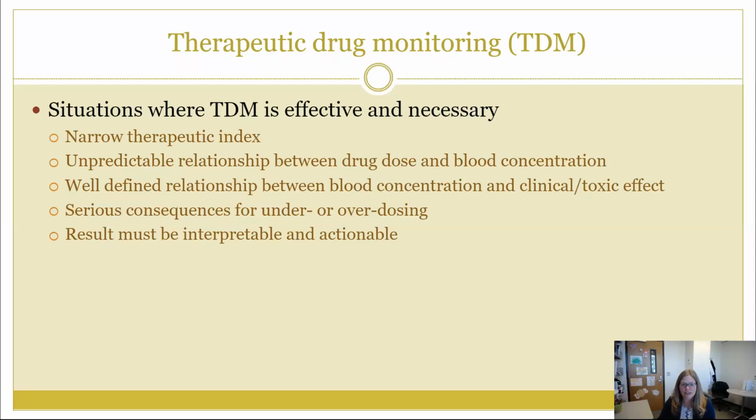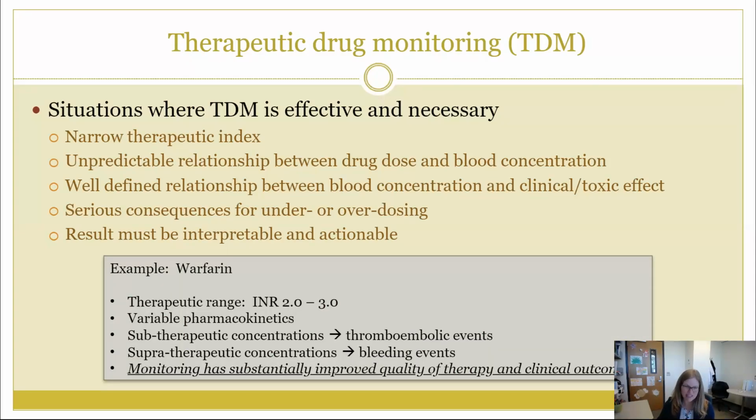It also helps in situations where we cannot reliably predict the concentration in the blood of a drug given a certain dose. There is unpredictable pharmacokinetics, and so we need the functional readout of the drug concentration in the blood. There also needs to be a good relationship with what to do with that blood concentration once we get it. And then there need to be serious consequences for under or overdosing of the medication. And then finally, we need the result to be interpretable and actionable. A great example of this is actually warfarin.